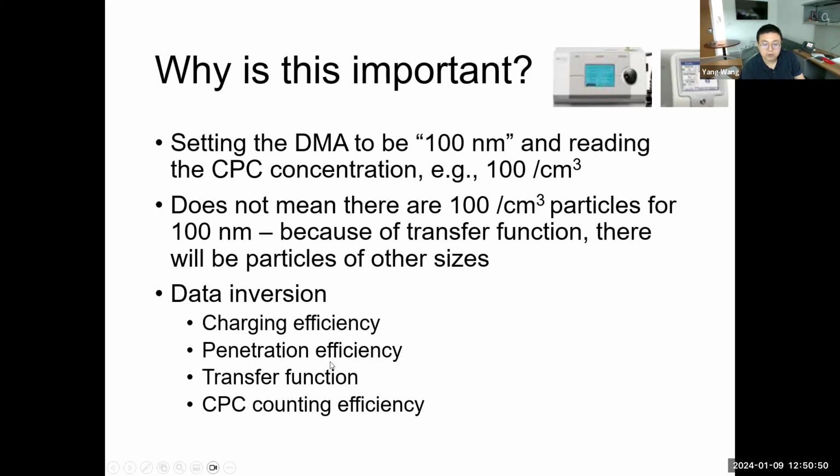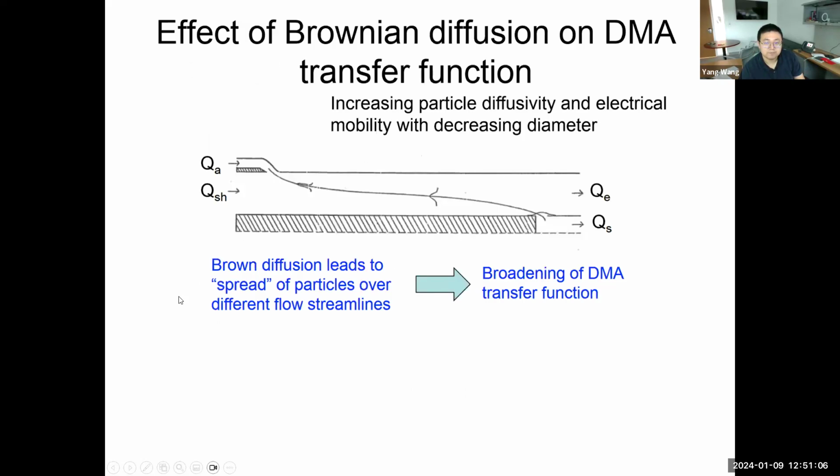The transfer function we already introduced. And then there's also CPC counting efficiency, especially when you're counting smaller particles, let's say below 10 nanometer or below 3 nanometers. So because of that, you have to consider or derive the size distribution using a data inversion.